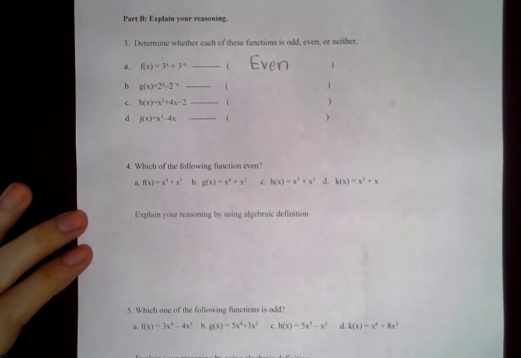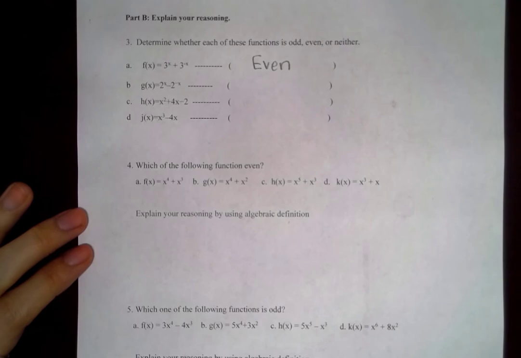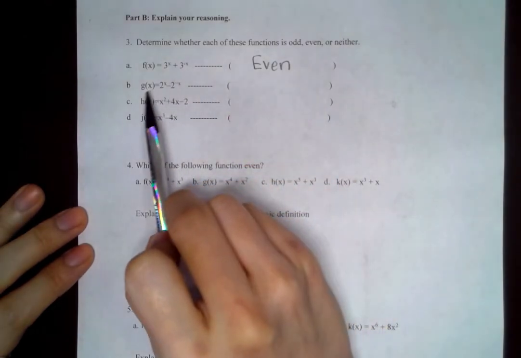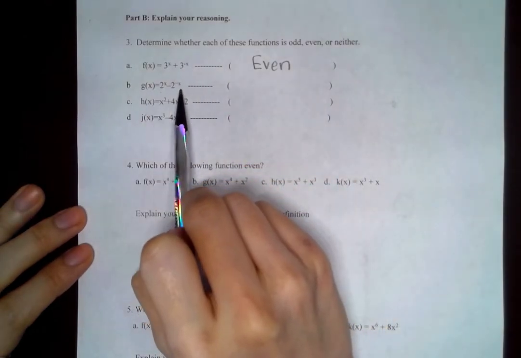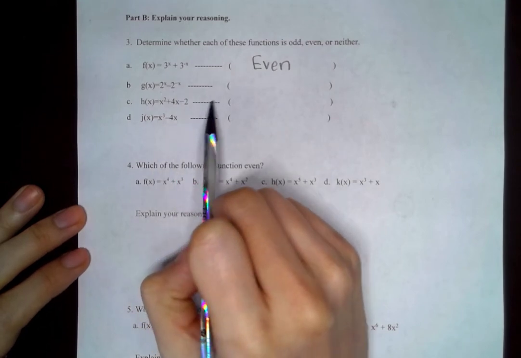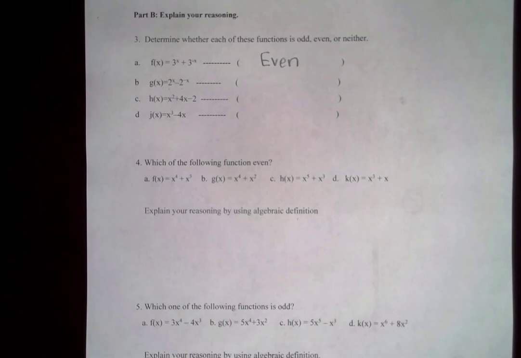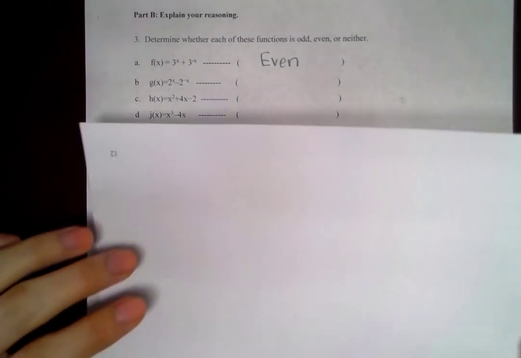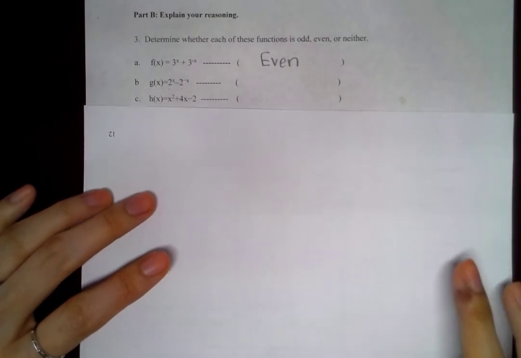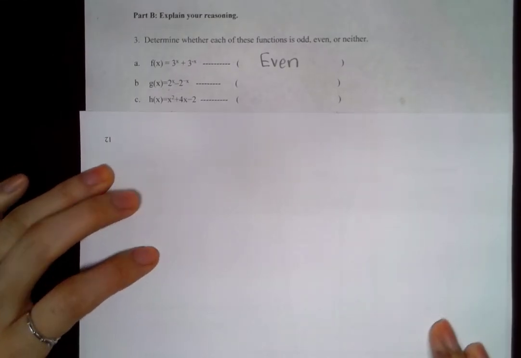So B, I'm gonna do B. No, you do B, guys. The only difference is you have 2 for the base, right? So you do B by yourself, and I'm gonna show you C. Okay? So C. I'm doing C. Same thing.